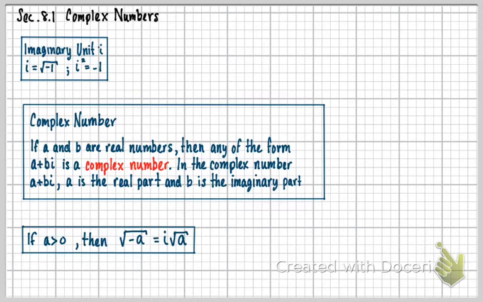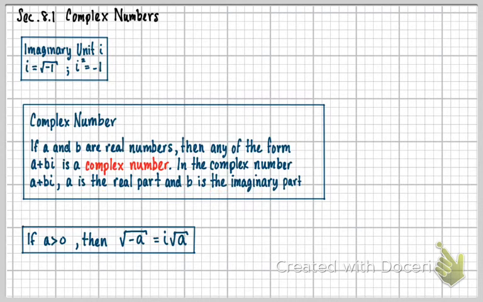Now imaginary numbers are complex numbers, but we're going to talk about complex numbers completely. Okay, so it says if a and b are real numbers, then any number of the form a plus bi is a complex number. And in a complex number, a plus bi, a is the real part and b is the imaginary part.